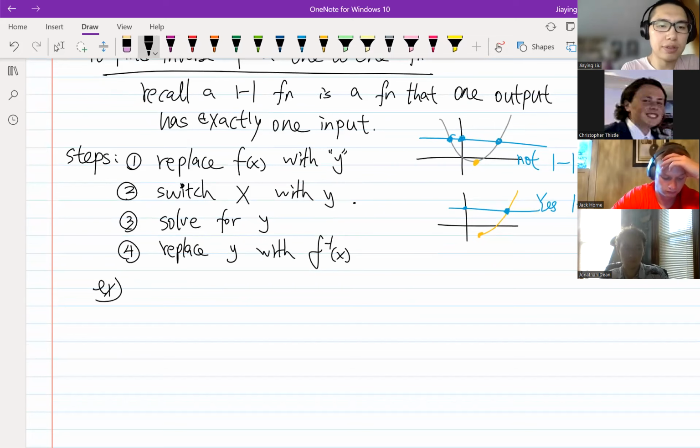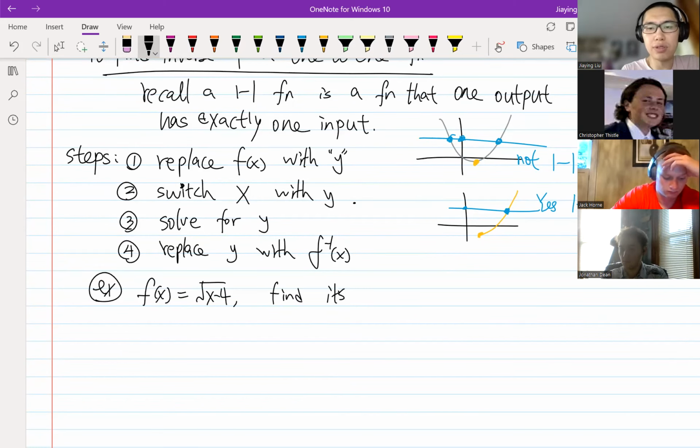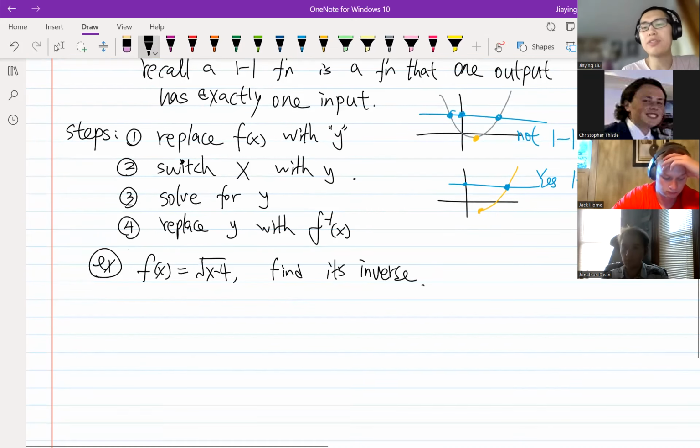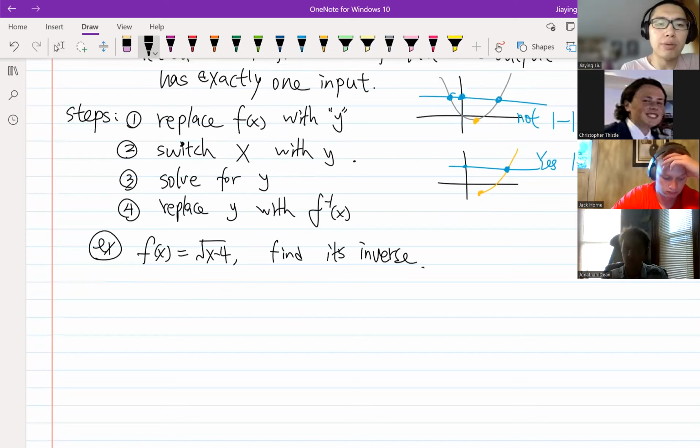For example, given that f of x equals the square root of x minus 4, we're going to find its inverse. So the first thing we're going to do: f of x is not easy to work with in the process of solving for y or solving for x, so I'm going to replace f of x with y. So y equals the square root of x minus 4.